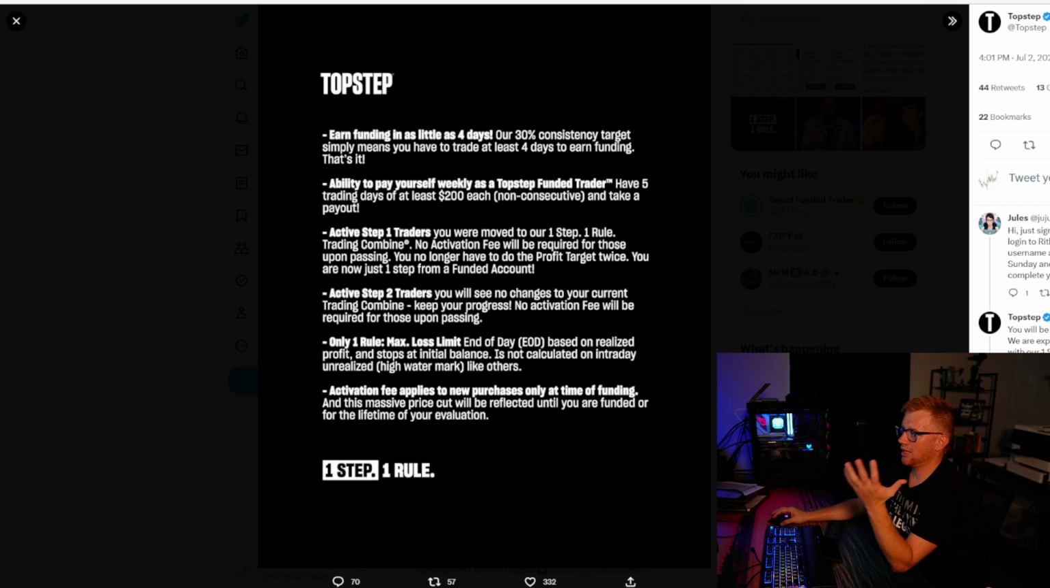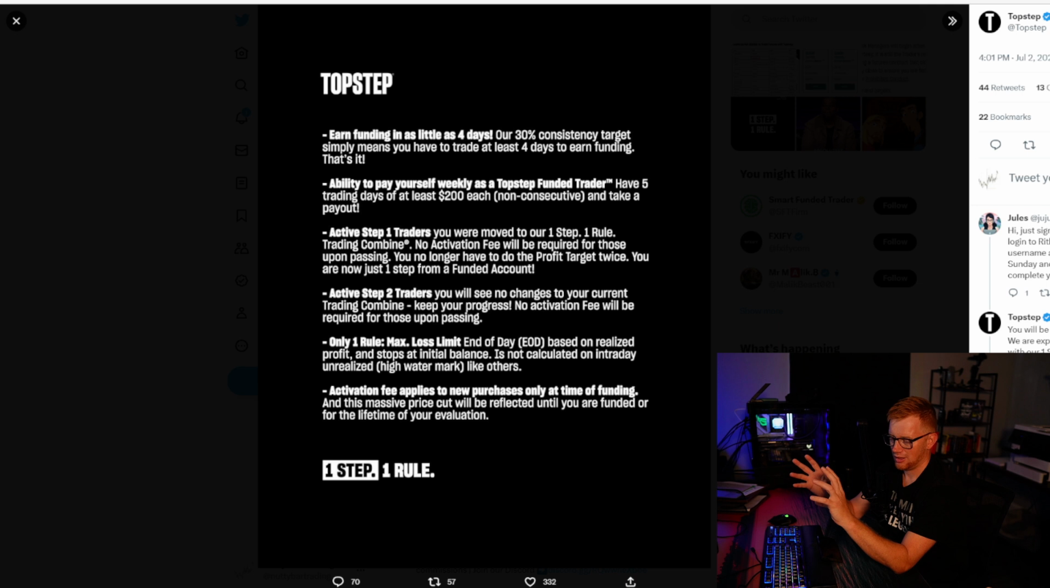Then the next change: the ability to pay yourself weekly as a Topstep funded trader. Have trading days of at least $200 each. They don't have to be consecutive, and then take a payout. Now, obviously this is a change, but this change really wasn't for the better of the trader. It used to be that you only had to make $100, not $200. So they basically doubled that. Now you have to make $200 for 5 days, but it doesn't have to be consecutive.